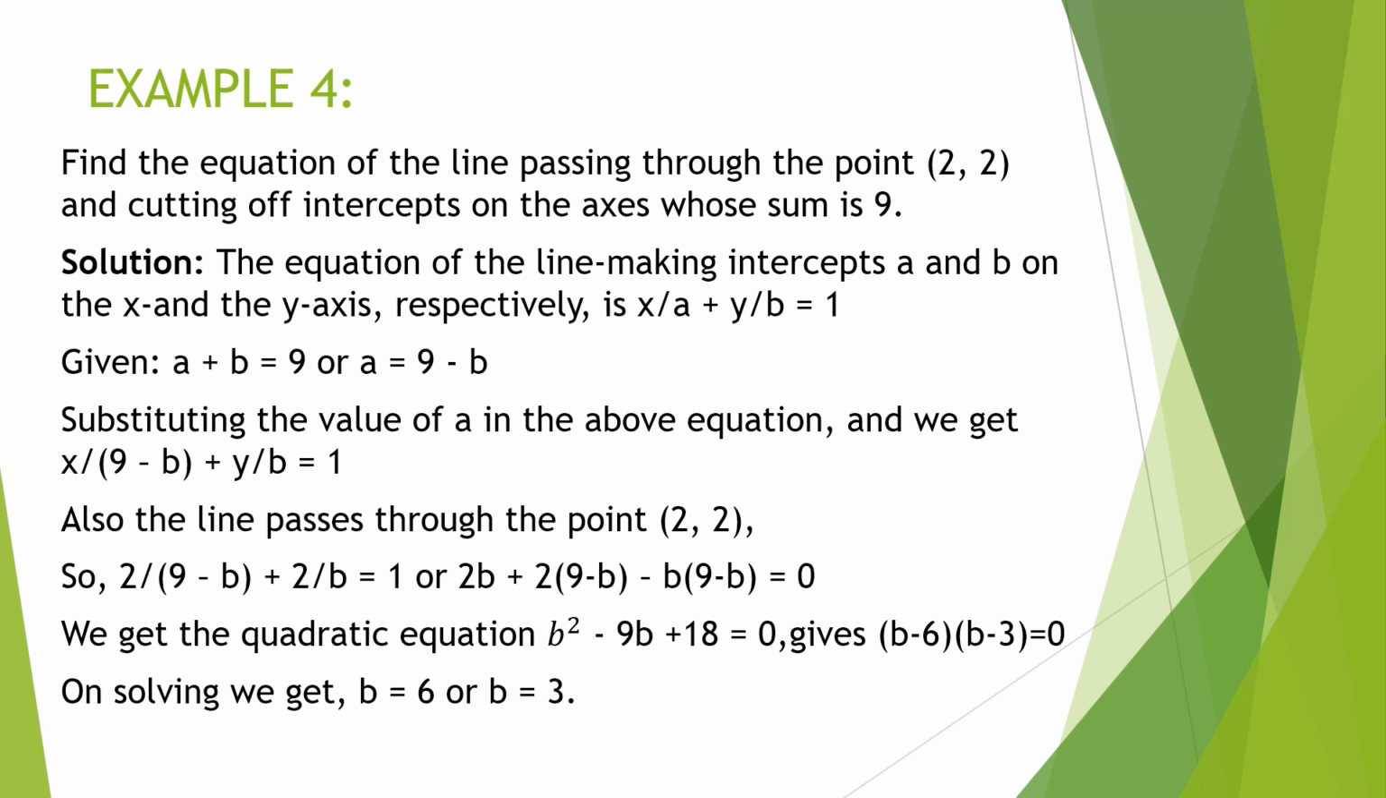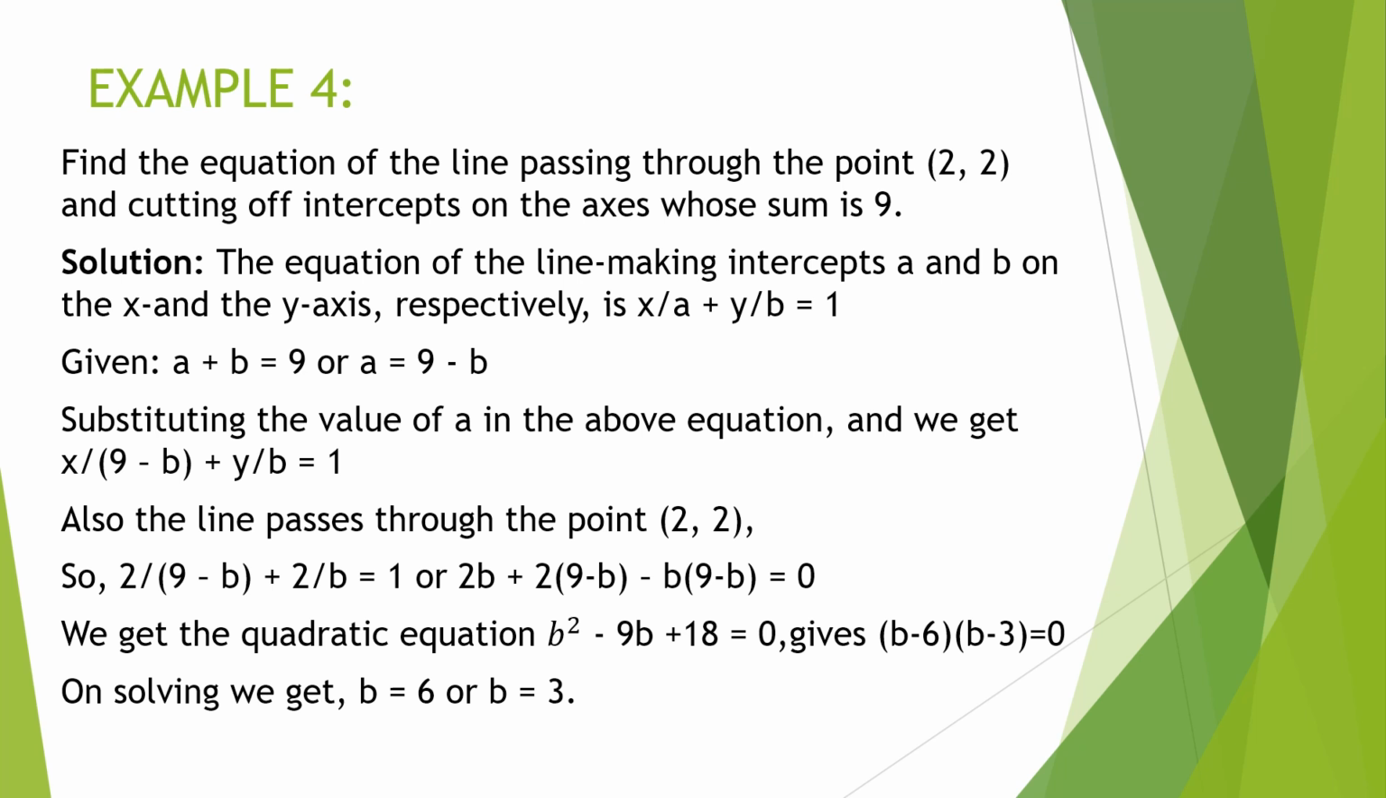Example 4. Find the equation of the line passing through the point (2, 2) and cutting off intercepts on the axes whose sum is 9. So what is given to us is that the two intercepts, the x-intercept and y-intercept, have a sum of 9. We know that the equation of the line making intercepts a and b on the x and y axes is x upon a plus y upon b equal to 1. And in that we are given a plus b is equal to 9.